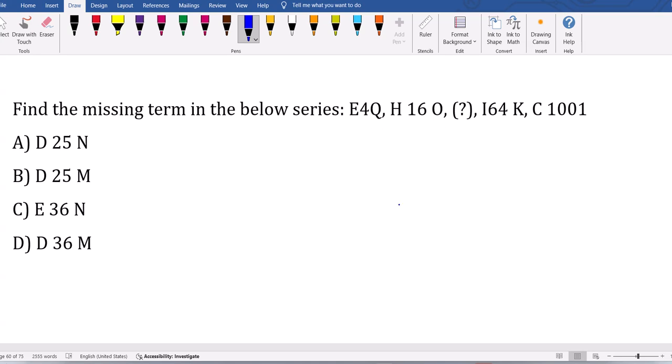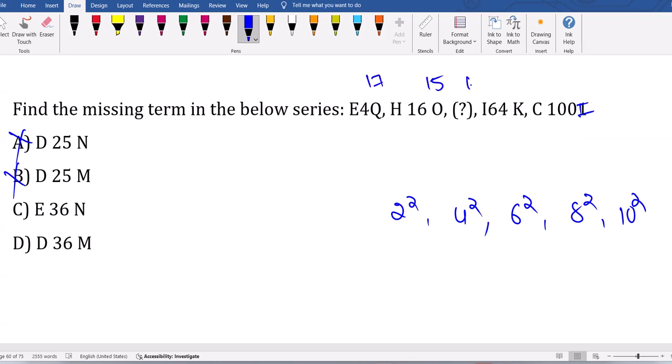2 square, 4 square, 6 square required. Okay, 8 square, 10 square. But that letters, yeah, here this is also I, right? 17, 15, here 13, here 11, 9. The letter M is required. So, guys, yeah, that's a typing error. Okay, here it should be the letter I. I got it.